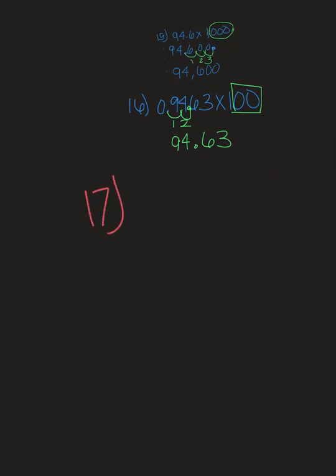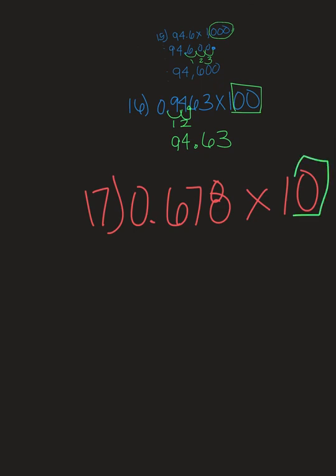Let's change up the colors a little bit. For number 17, we have 0 and 678 thousandths. And we're going to multiply that times 10. Okay, zeros we have are 1. I don't have to rewrite this number because I have plenty of room to move the decimal over 1. And it ends up right there between the 6 and the 7, which makes our new number 6 and 78 hundredths. Pretty easy, right? Okay, now let's work on a word problem.